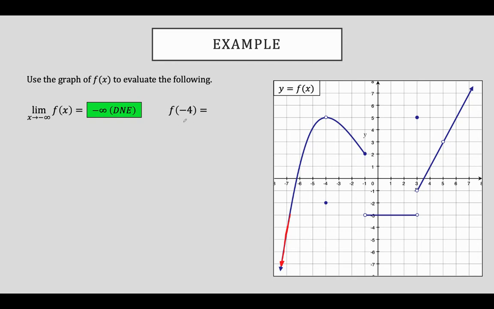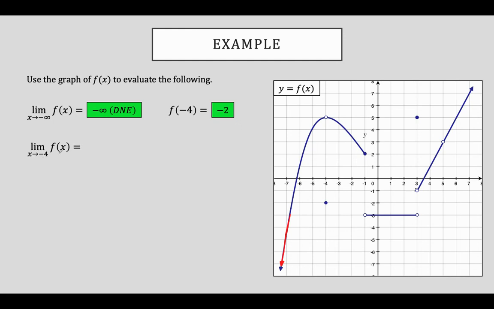This is not actually asking us to evaluate a limit, but simply tell us what is the function value associated with the x value negative 4. In other words, when we plug in negative 4 into our function, what do we get out? Well, we come over here to the graph. When we plug in negative 4 for x, we get out negative 2, as seen by this dot right here. F of negative 4 is equal to negative 2.